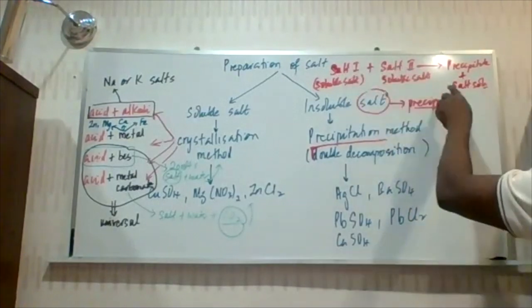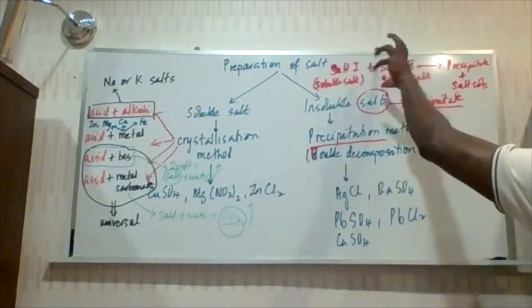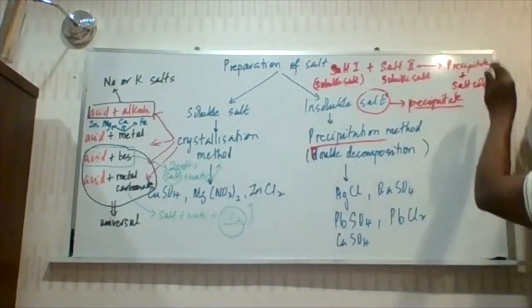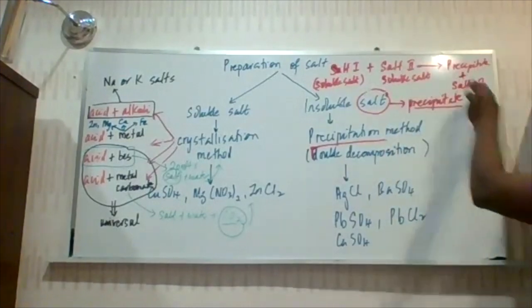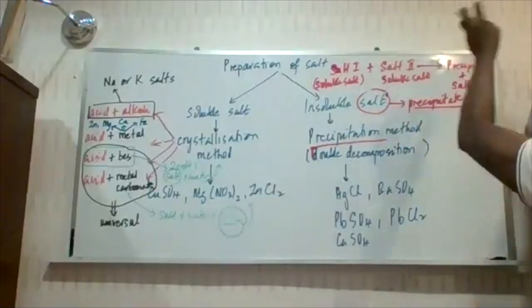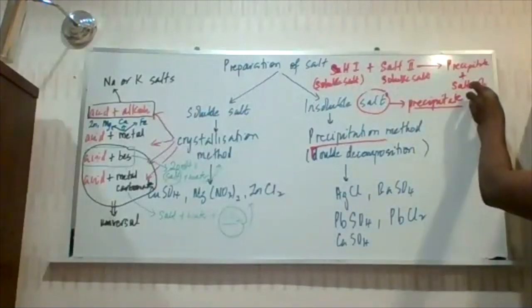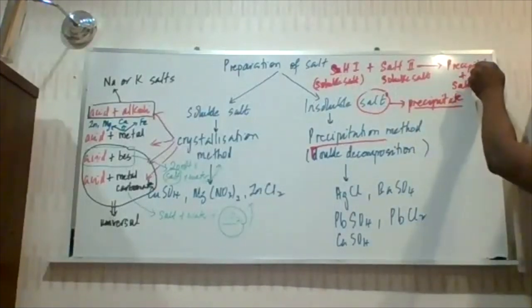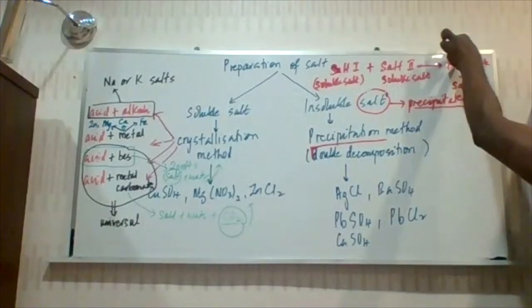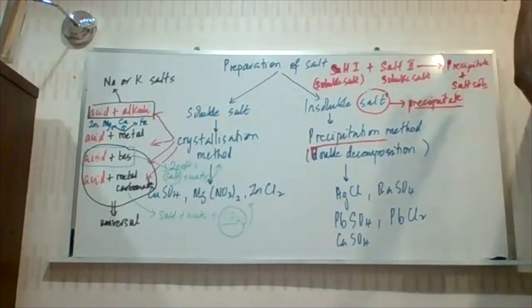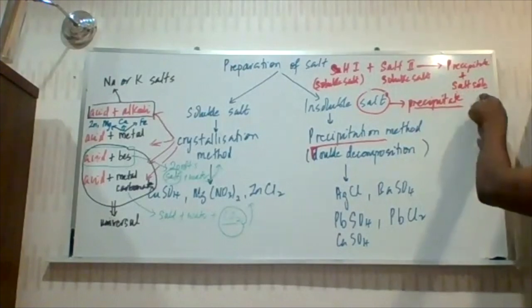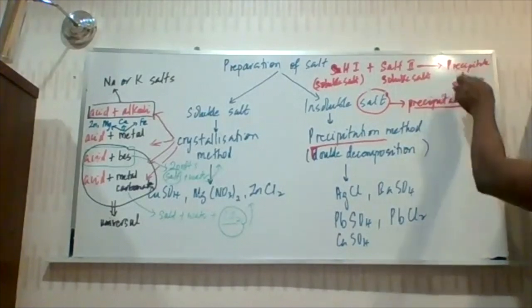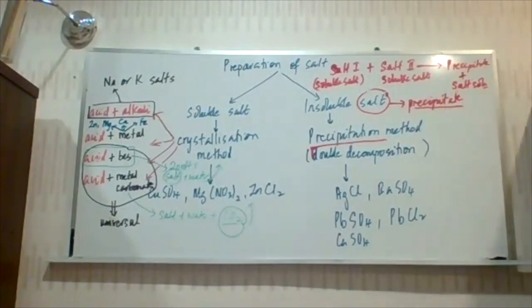So 2 salt solutions are mixed, and you end up getting 2 new salt solutions. But one of them is insoluble, so that precipitates out, and that's the salt you're looking for. And the other salt remains as a solution on which the precipitate lies. Okay.